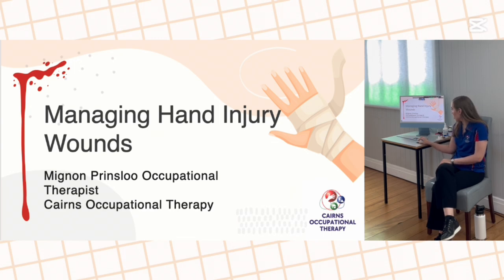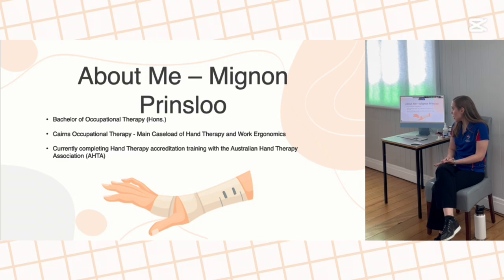So about me, I am an occupational therapist and I work at Cairns Occupational Therapy. My main caseload is hand therapy, and I also do work ergonomics, which I enjoy as I see it as a bit of injury prevention. I'm completing my hand therapy accreditation with the Australian Hand Therapy Association at the moment, which is a bit of a process, but it's been really good.